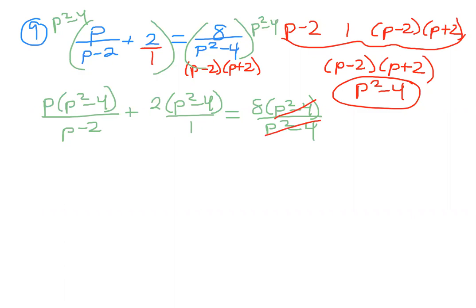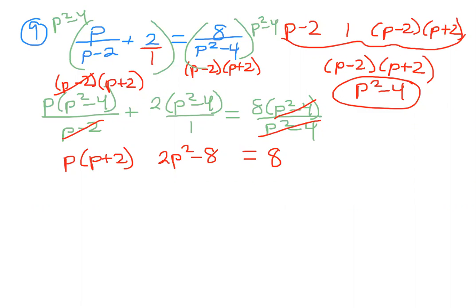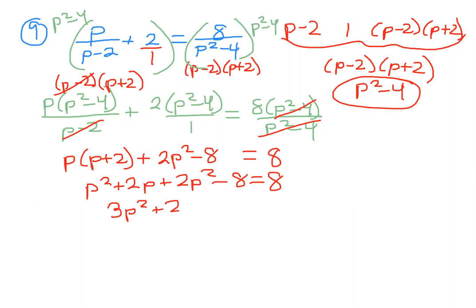Okay, well, those are going to cancel, and that's going to become 8. This just becomes 2p squared minus 8. I just distributed that. And this, remember that this can be written as p minus 2, p plus 2. So those are going to cancel, and this is going to be p times p plus 2. So let's solve this. We're going to distribute this and get p squared plus 2p plus 2p squared minus 8 equals 8. So we get 3p squared plus 2p minus 16 equals 0.